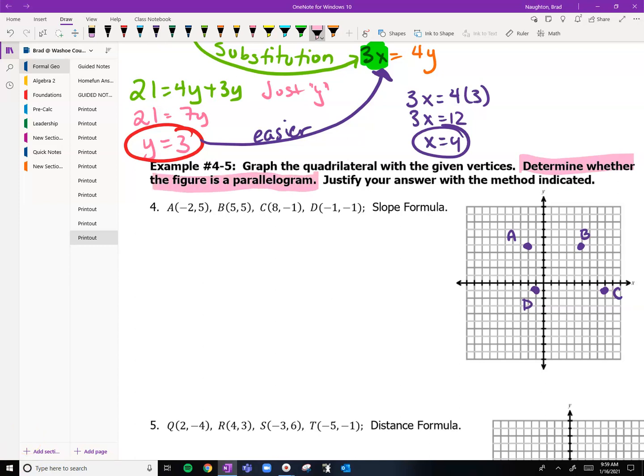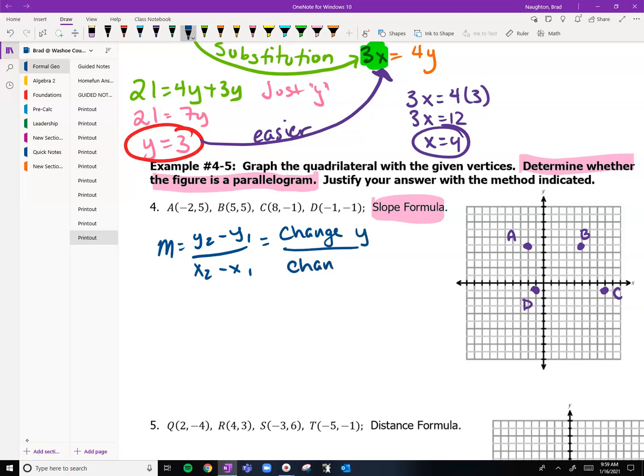So if we look back at our directions, they say determine whether this figure is a parallelogram. And our directions say to use the slope formula, okay? So slope, we could do as y2 minus y1 over x2 minus x1, or we can call it the change in y over the change in x, or simply rise over run.